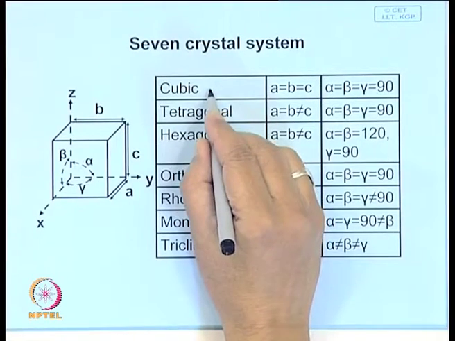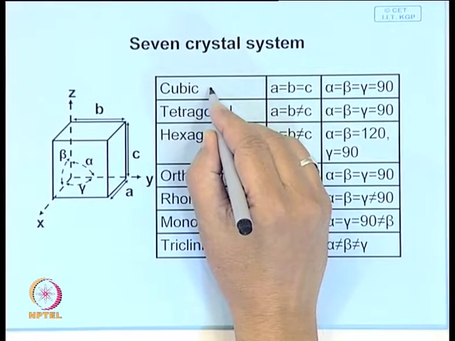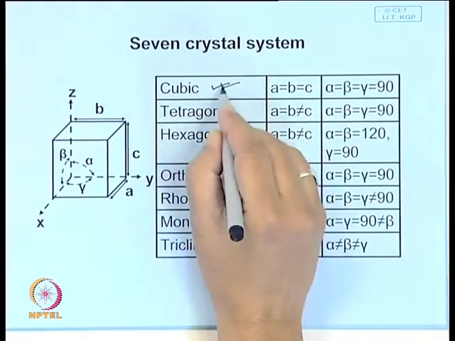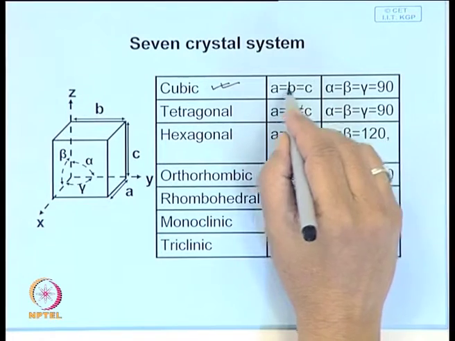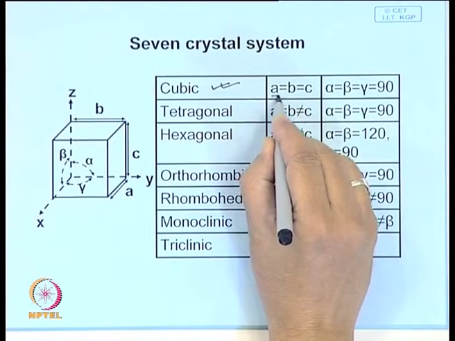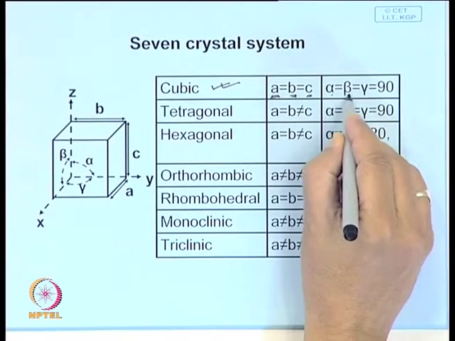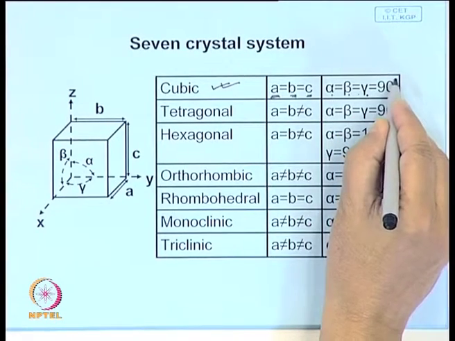Say cubic: for most metallic materials, or in most cases as we will come to know, the crystal structure is cubic. Here all the lattice lengths a equal b equal c, and the 3 angles alpha, beta, gamma are equal and equal to 90 degrees.